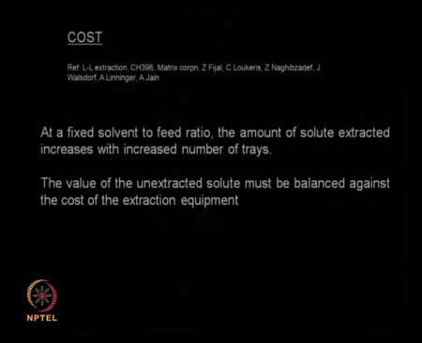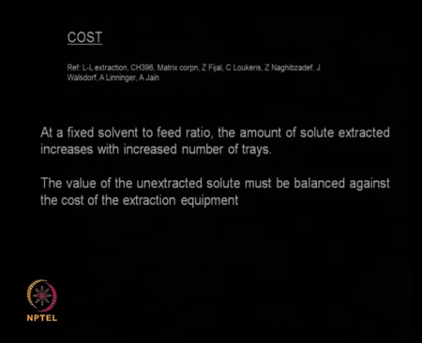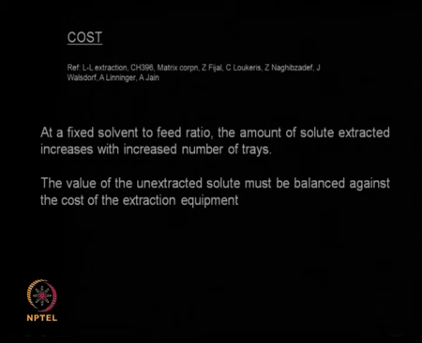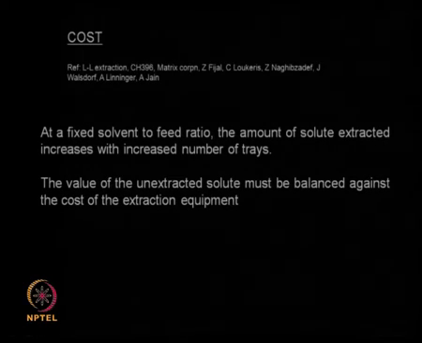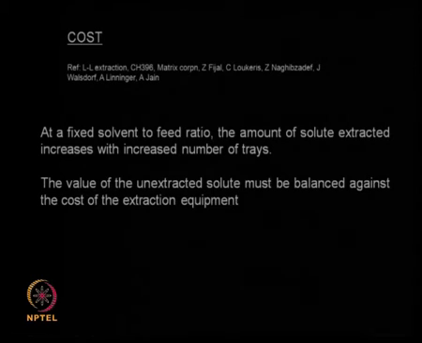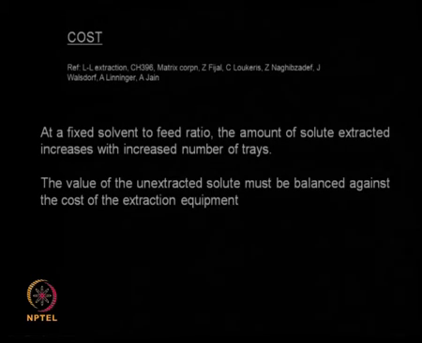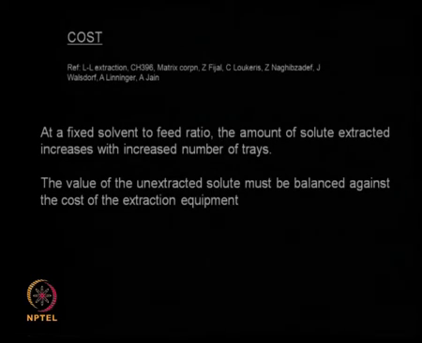So at a fixed solvent to feed ratio, the amount of solute that you are extracting will increase with the number of trays. So it is obvious. If I keep on increasing trays, I will be able to extract more of the solute from your mother liquor, but then the cost also increases because you are increasing the number of stages. So it depends on what is the value of that solute which you are extracting.